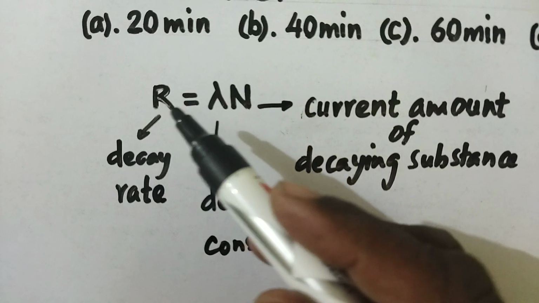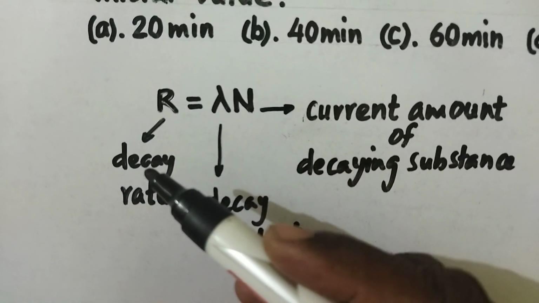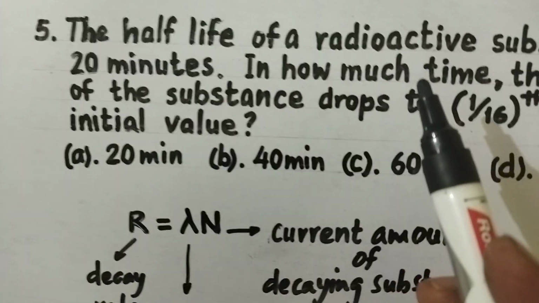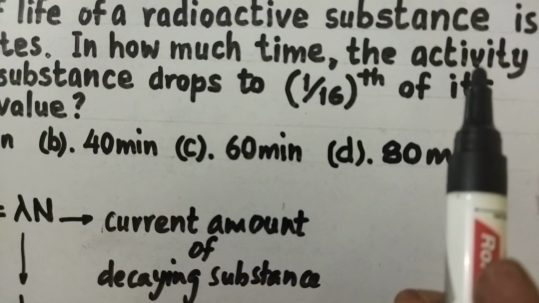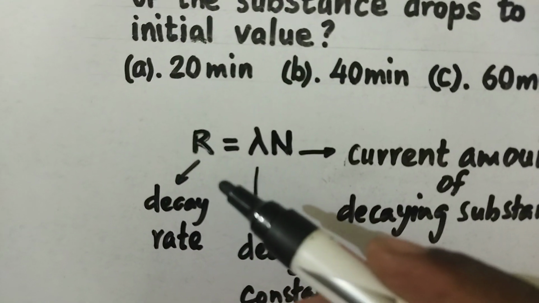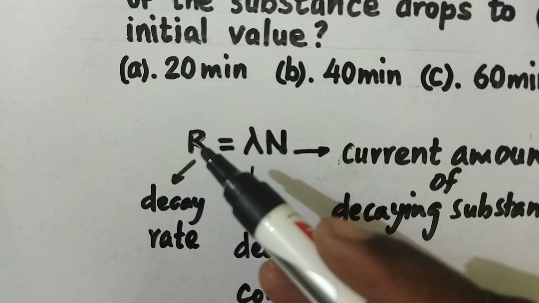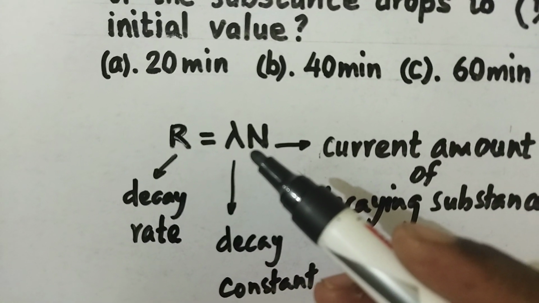So it shows that R is directly proportional to n. R is also called activity. In the question, the word activity is there, so R refers to activity. So we should know that activity is proportional to the amount of substance, right?